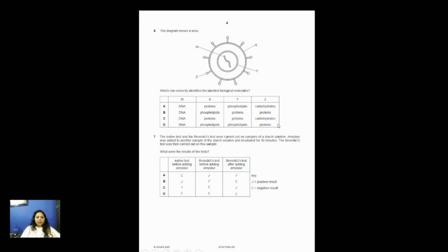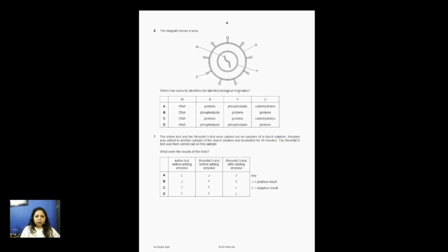Then we have number six. It's a diagram of basically a virus. So a virus has two main parts. One is the protein coat, and the other one is the DNA or RNA. There may also be a capsule, or other things present. So this one is a capsule. It has antigens. Just take the example of coronavirus. Which row correctly identifies the labeled biological molecules?